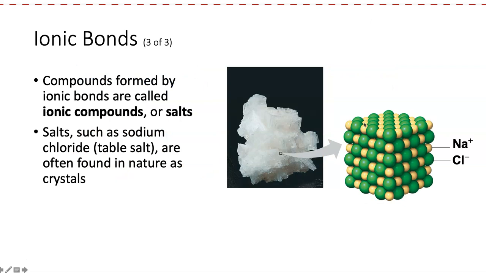Anything that forms an ionic bond and forms a compound is also called a salt. And so we think about table salt as the main salt that everybody thinks about. But anytime you've got ionic compounds, that's two different types of elements involved in there, then you will form crystals or salts.